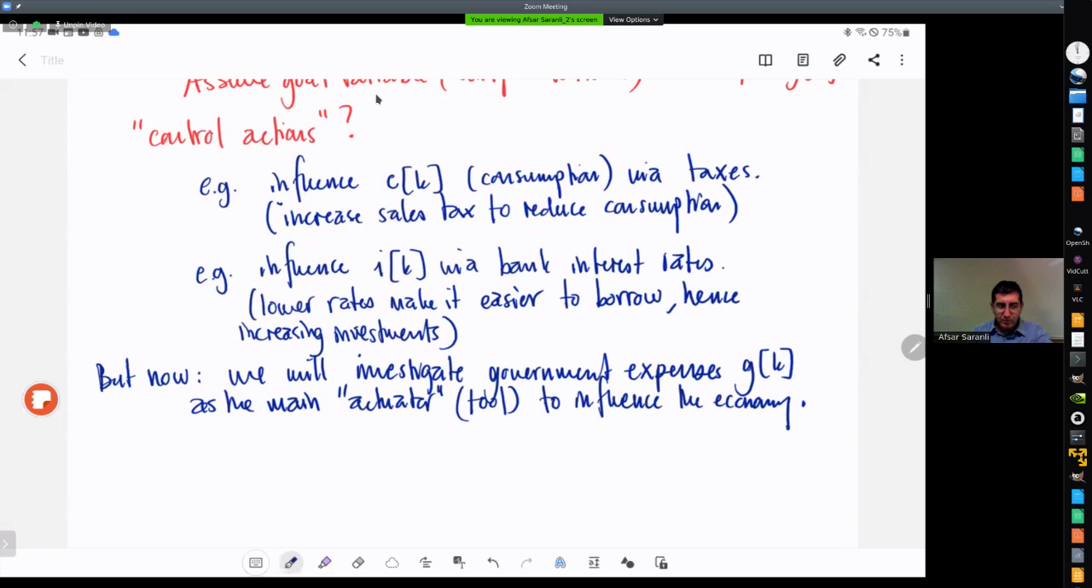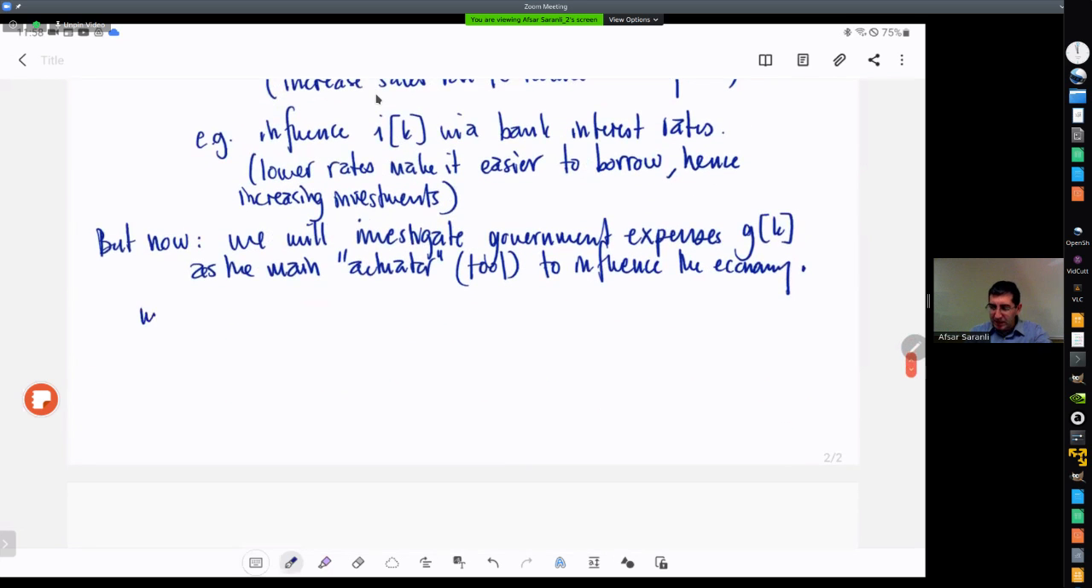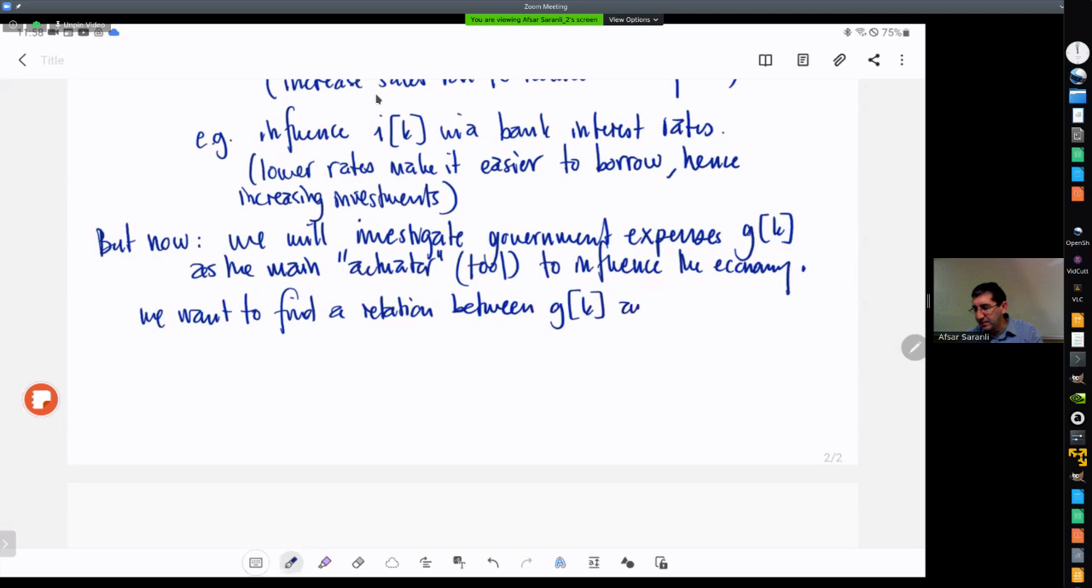So what we will try to do is find a relation between G of k, the government expenses, and Y of k, which is the gross national product, by eliminating C of k and I of k from the equations.